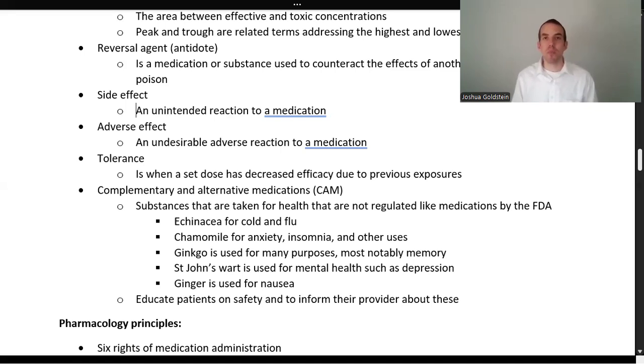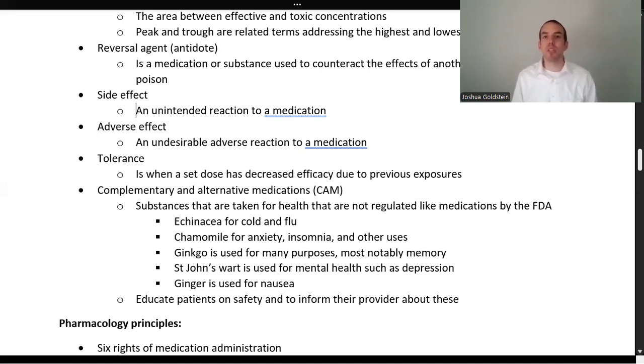Next, let's talk about CAMs. CAMs are complementary and alternative medications. These are substances that are taken for health that are not regulated by the Food and Drug Administration. I'll give you some examples, and a fun activity you can do is try to come up with any more examples, because there are over 100 different CAMs out there. Echinacea for cold and flu, chamomile for anxiety, insomnia, and other uses. I'm not going to go through this whole list, but there are tons of them. A lot of these will be tested on in pharmacology, so you will have to know these. I put 5 of the more common ones, but there are probably about 10 or 15 that I see frequently coming up in test banks. Again, your school or your textbook will go over the ones that they feel you should know.